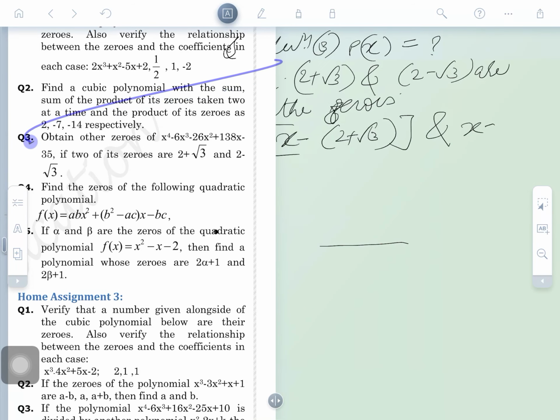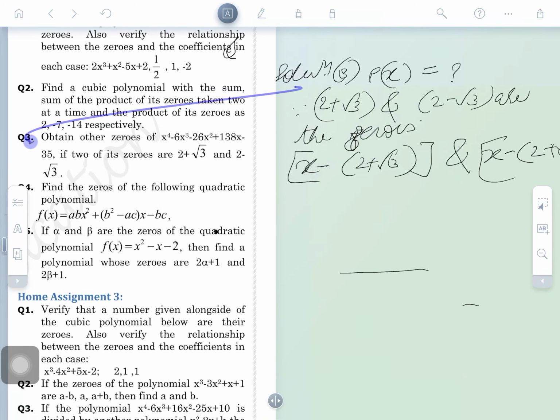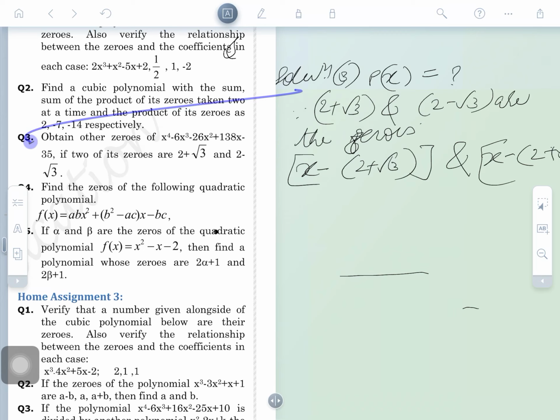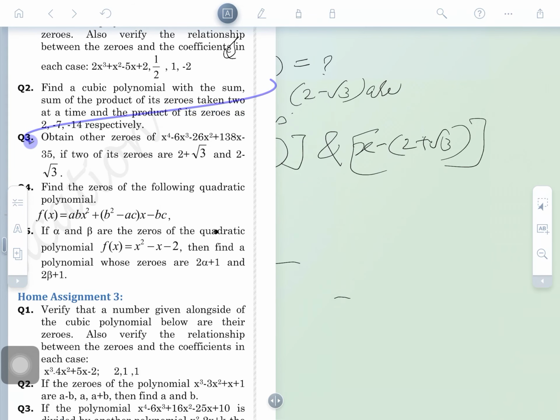X minus, what is in the bracket? It's plus 2 plus root 3, this is the second here. The two factors are, you may see, factor 1 and factor 2. So one of them is negative and the other is positive. So which is negative and which is positive? You may say this is negative, okay, this is negative, 2 minus, okay, right now.